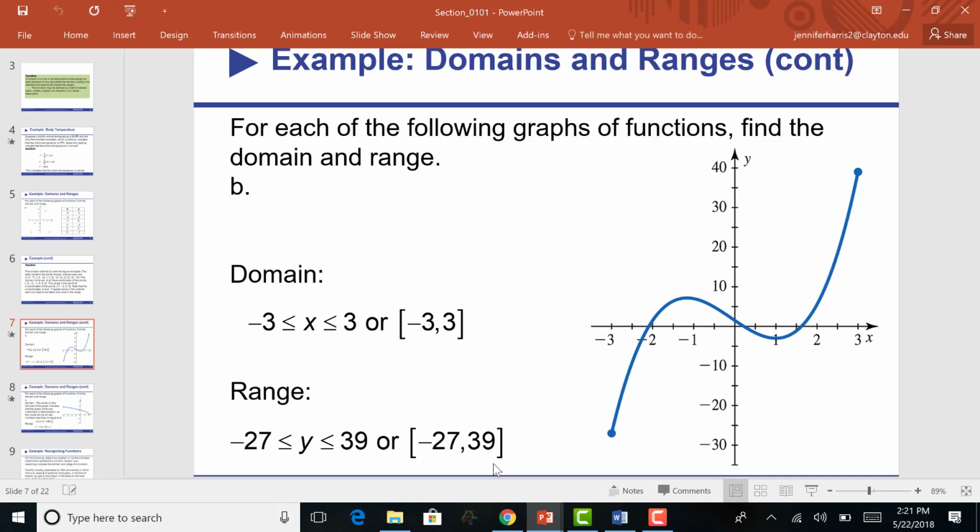Now, in this one, we had no closed dots. They're both open. I changed the graph that's on the screen and put both ends open. So if they're both open, you got to have parentheses. And we can't use brackets because they're not closed. So I got to use parentheses. So when both of these circles are open, you have to use parentheses.